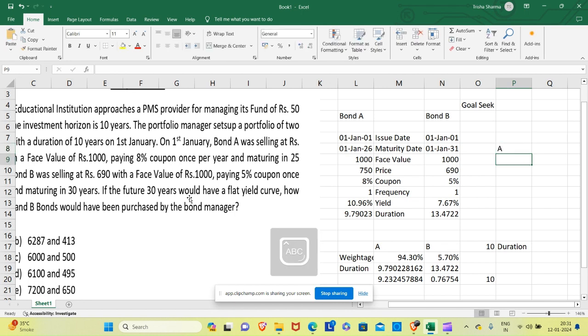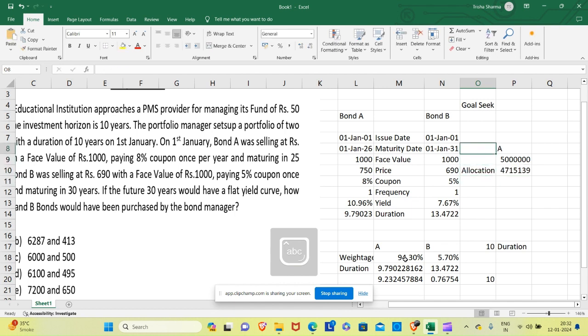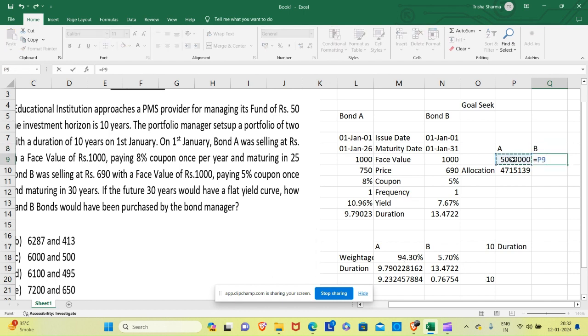For bond A, the total amount is 50 lakhs, which is what the fund manager has. So out of 50 lakhs, the fund manager will allocate 94.3% to this. So the fund manager will allocate this much money. This is your bond A allocation. Remember this. Now, what is your bond B allocation? Because bond B has got a weightage of only around 5.7%, that allocation has to work out. So we will see this multiplied by 5.7%. So this is the allocation in bond B.